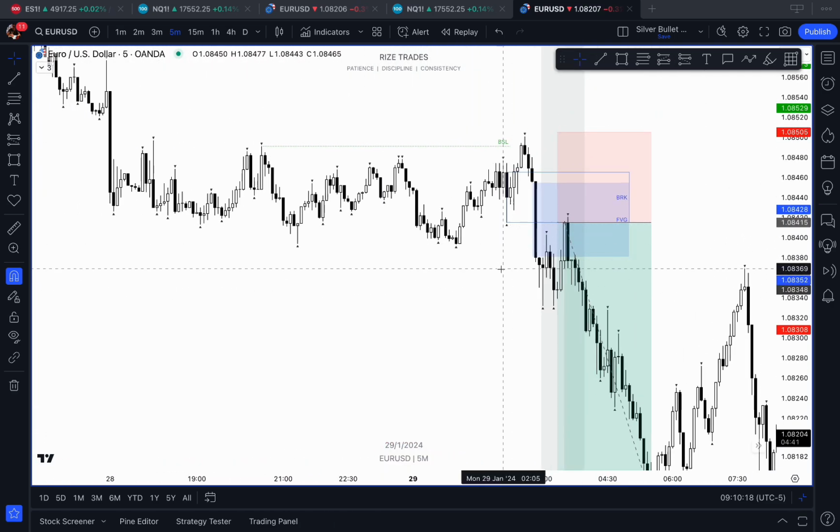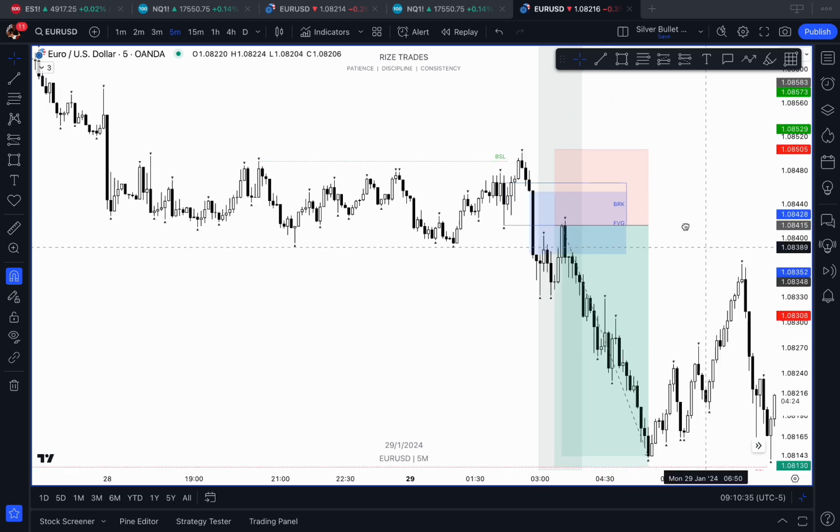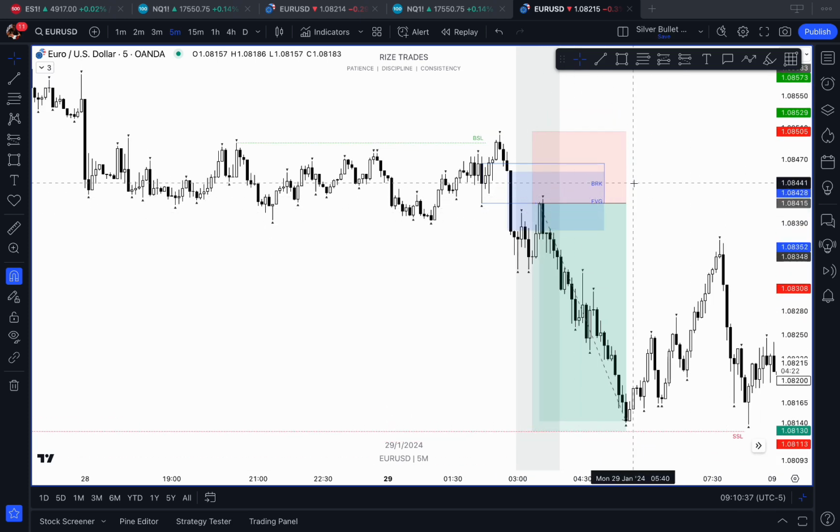So price was creating a higher low, higher high, higher low, swept liquidity, and displaced through the last down close candle, so the last bearish candle before the liquidity sweep. That is our breaker block. Combine that with our fair value gap, and we have a really, really strong entry zone there.